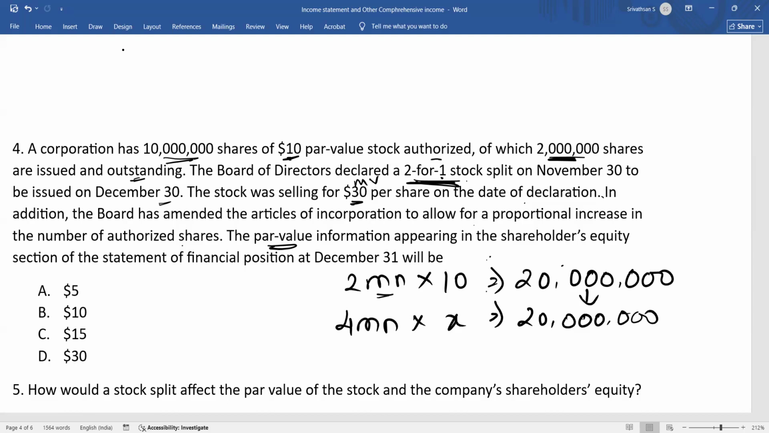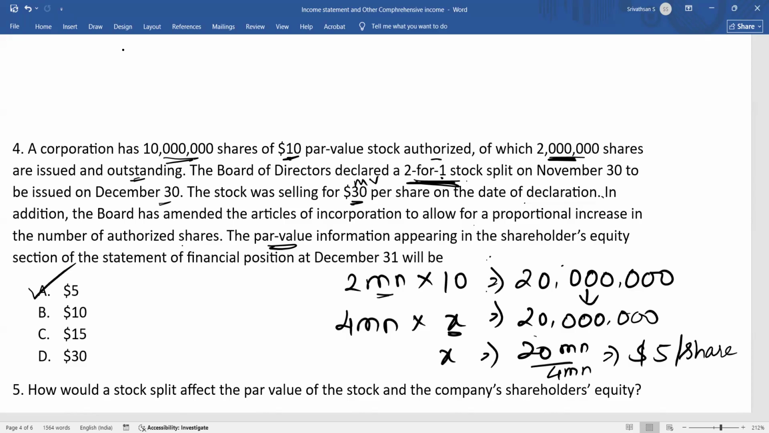So in that case, what should be the par value of the stock? Just take this 4 million to the other side. We will get par value, or X, is equal to 20 million by 4 million. We get $5 per share. So option A is the right answer.